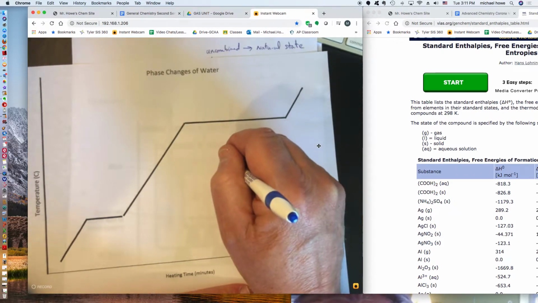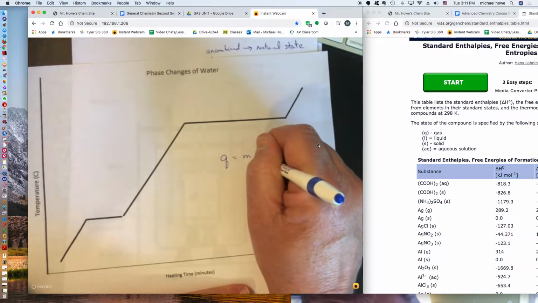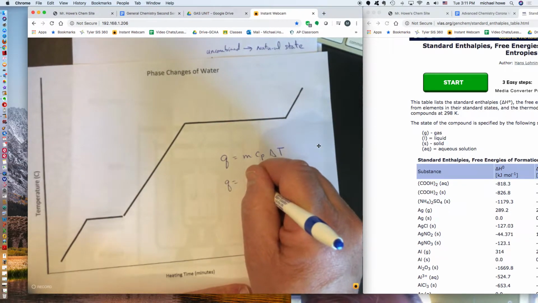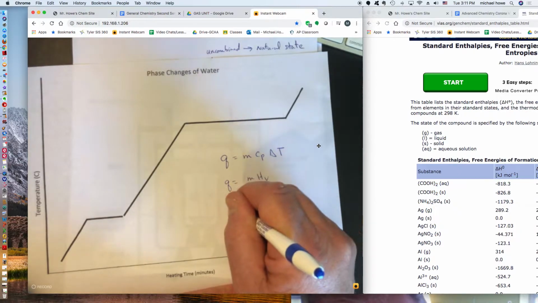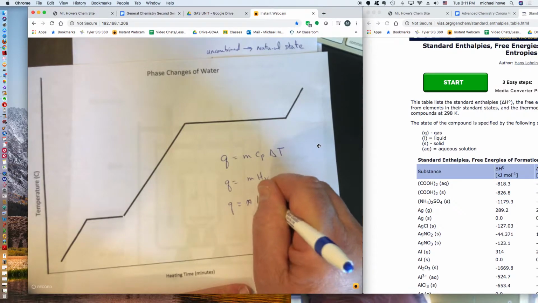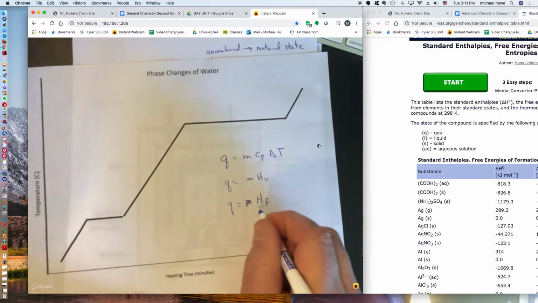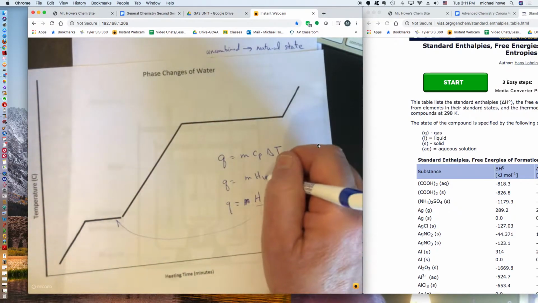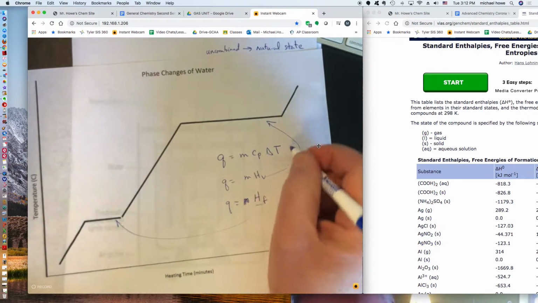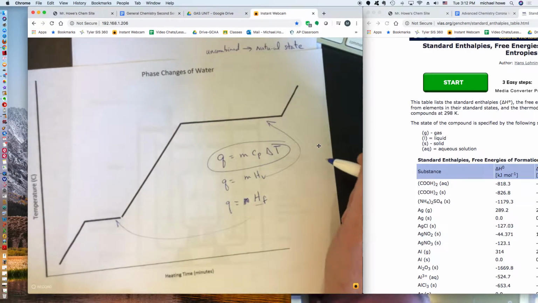We had three basic equations. Q is equal to mCp delta T. Q is equal to mHV, and Q, the quantity of heat, is equal to mHF. So the heat of fusion equation is relevant down here where you're melting, the heat of vaporization up here where you're boiling something. This equation is used anytime there is a temperature change.